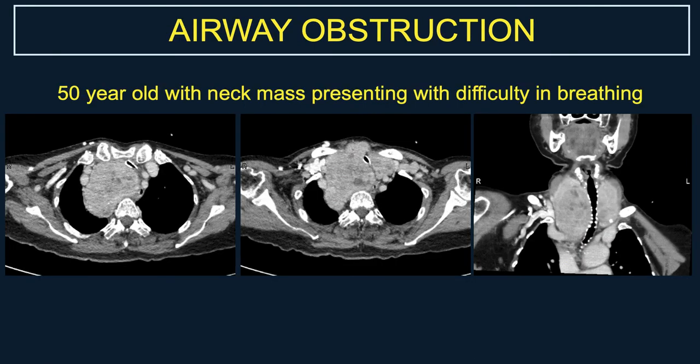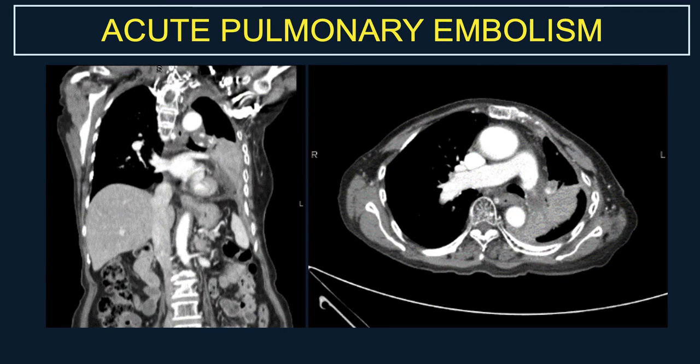Another critical finding is severe narrowing of the airway, like in this case resulting from a large lobulated thyroid mass. Lastly, pulmonary embolism refers to embolic occlusion of the pulmonary arterial system. The majority of cases result from thrombotic occlusion such as DVT or deep vein thrombosis, which are usually coming from the lower limbs.